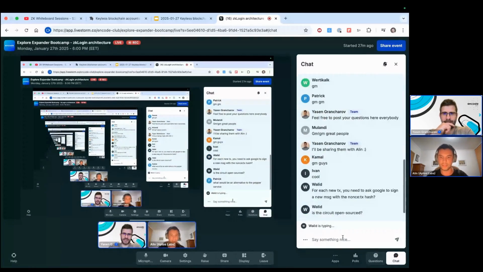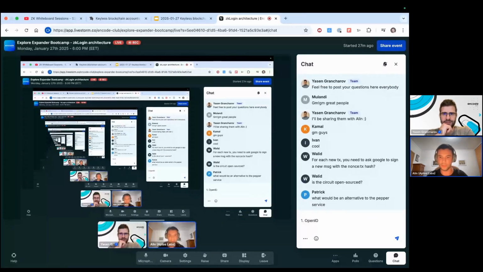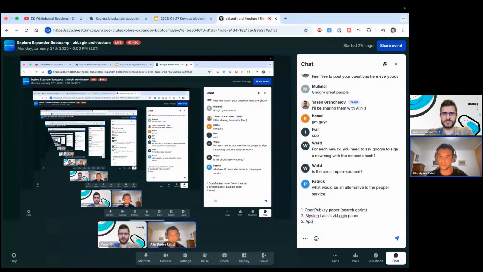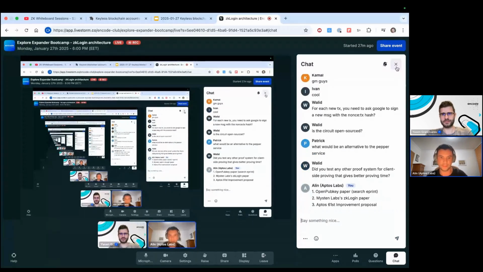All right. So I would say this. One, OpenID, open pubkey paper, search ePrint. There is Aptos Labs' zkLogin paper. There is the Aptos 61st improvement proposal. This is linked in the slide. And this will describe the state of the art on this keyless approach.